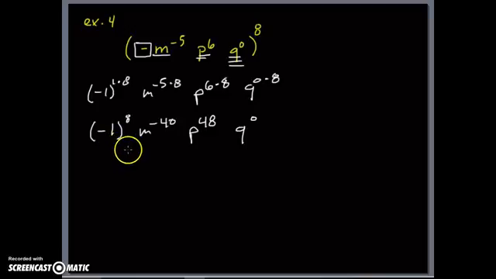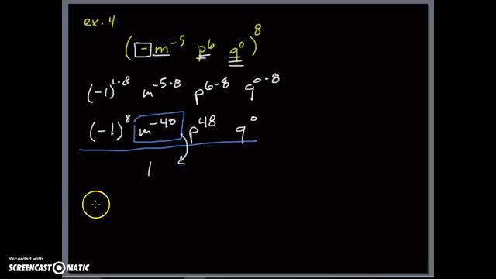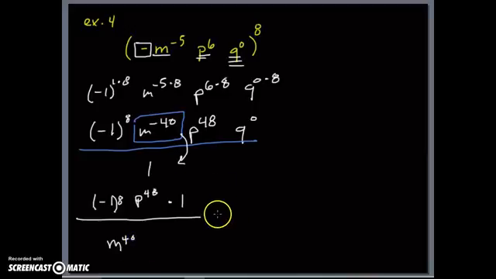We've got one negative exponent, so we've got to move the base over the fraction line. When we do that, what we get is -1 to the 8th power, p to the 48th power, and q to the 0 power is just 1, so we can just multiply this all by 1, over m to the positive 40th power. Now we can go ahead and just simplify the constant here.